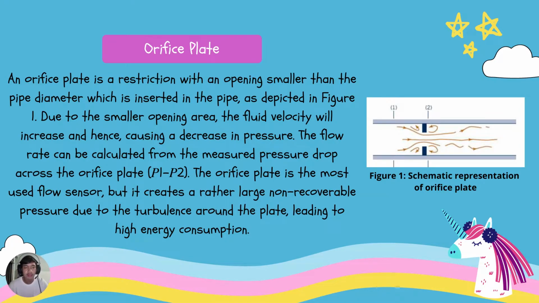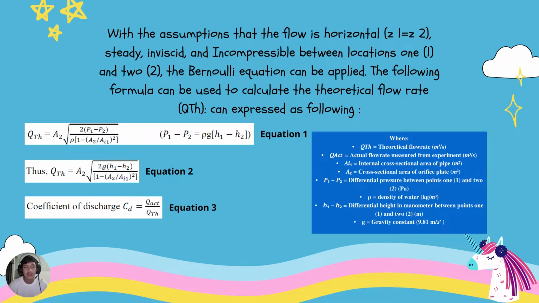The orifice plate is the most used flow sensor, but it creates a rather large non-recoverable pressure loss due to the turbulence around the plate, leading to high energy consumption. With the assumption that the flow is horizontal, steady, inviscid, and incompressible between location 1 and 2, the Bernoulli equation can be applied. The following formula can be used to calculate the theoretical flow rate, expressed as follows. You can see equation 1, equation 2, and the last one is equation 3.